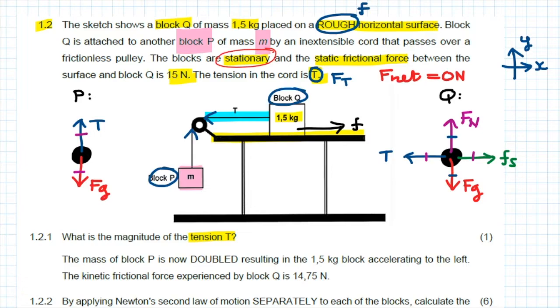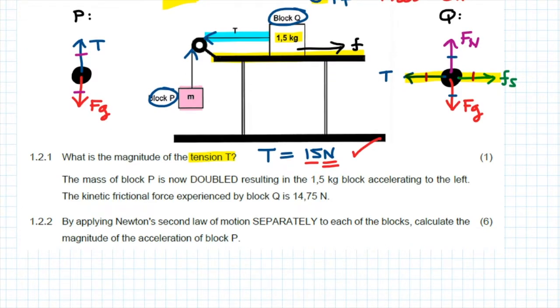And this actually allows us to answer question 1.2.1. If the tension force is equal to the friction force, and the friction force is 15 newtons, then we know that the magnitude of the tension, and therefore the answer to 1.2.1, is a tension force of 15 newtons. This question is out of 1 mark, and you're going to be awarded your 1 mark for writing down 15 with the newtons. Remember, no units, no marks, so please remember to write down the N.